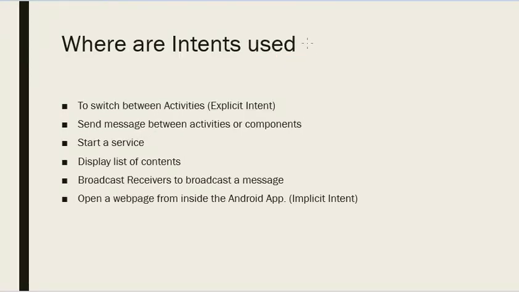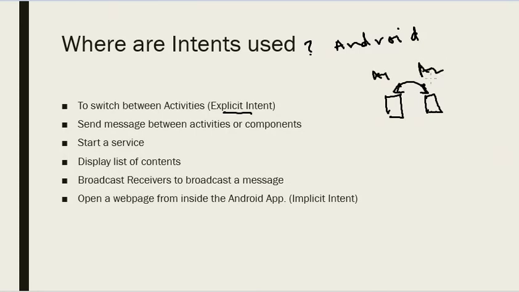Where are intents used in Android? Well, as described previously, intents are used to switch between activities, from one activity to another, back and forth. It's called an explicit intent because you mention the name of the activity. For example, if A1 wants to go to activity A2, then you mention A2 dot class while creating the intent. So you know the name of the activity that is going to handle the intent. That is called explicit intent. So to switch between activities, you use intents.